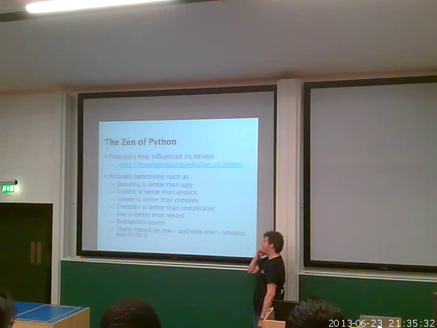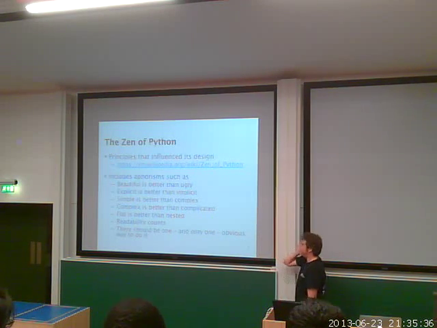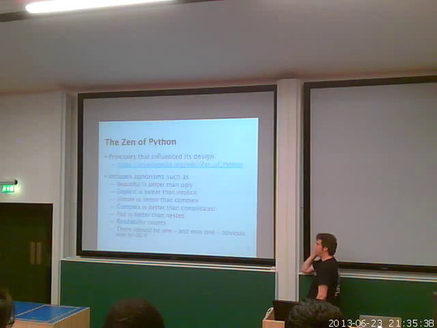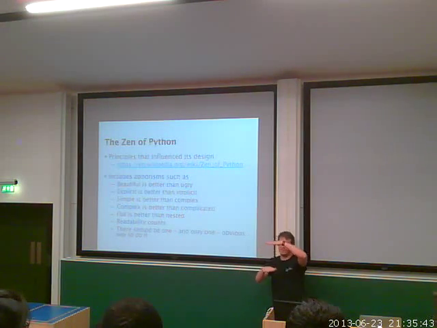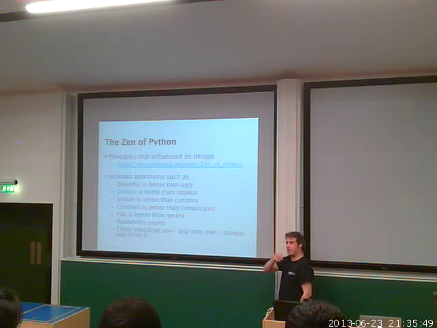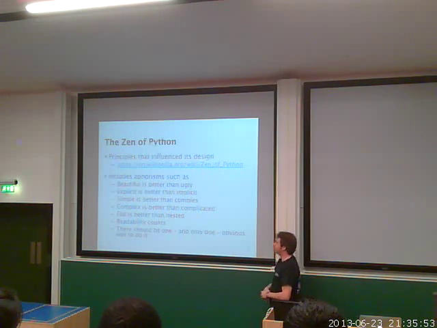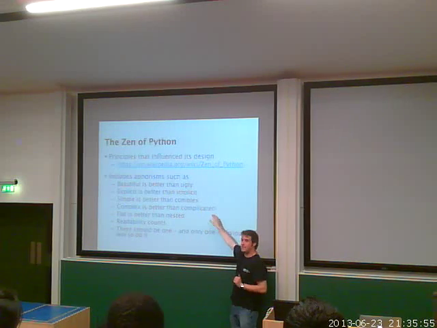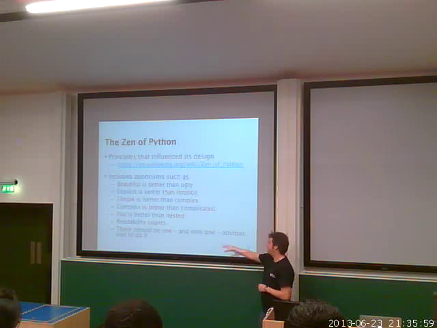Complex is better than complicated. It took me a while to understand this one. If something is complex, it doesn't need to be complicated. You can write something that's complex using a lot of simple statements, but you can also write something that's simple in a complicated way, and that obviously makes it harder to understand. So it needs to be complex, it doesn't necessarily need to be complicated. And we'll see some advantages of that later.